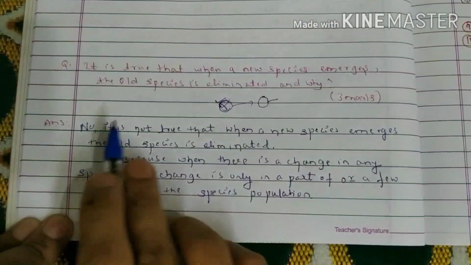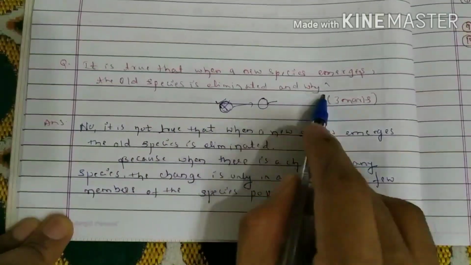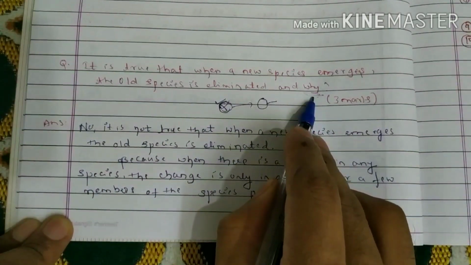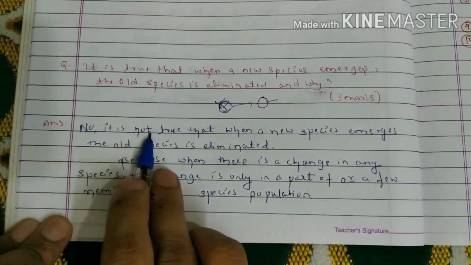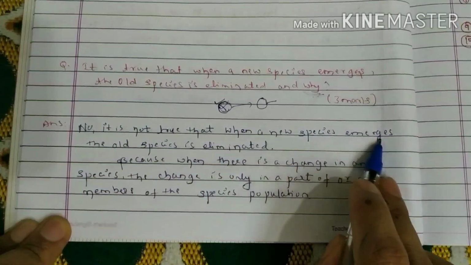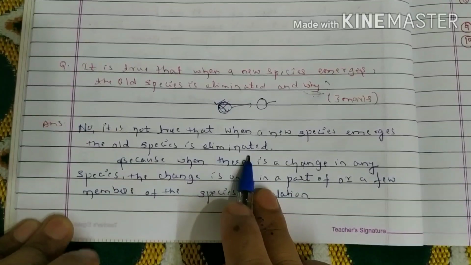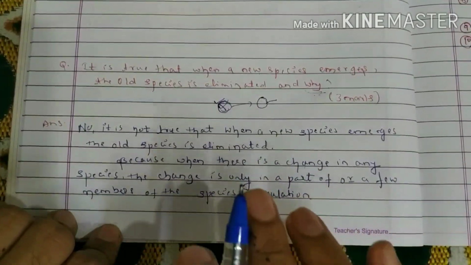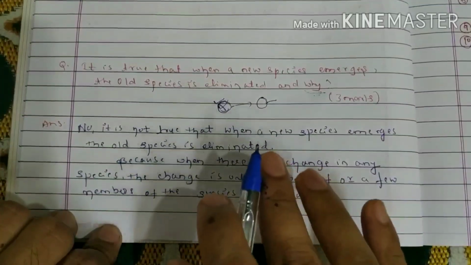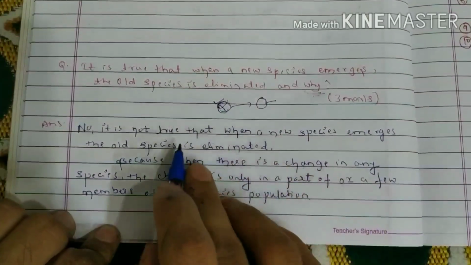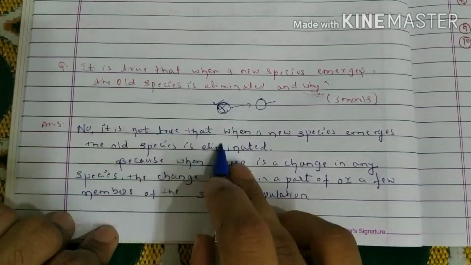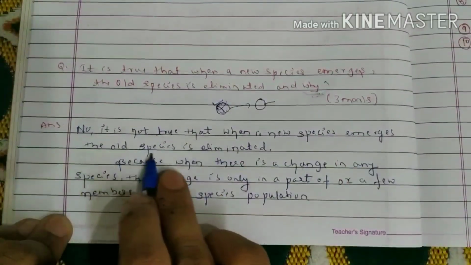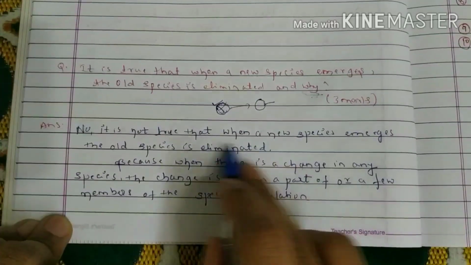So the answer is no. Why do we say no? The reason is, it is not true that when a new species emerges, the old species are eliminated. This statement is not true. When new species are generated, the old species are also present. This statement is wrong, so we say no.